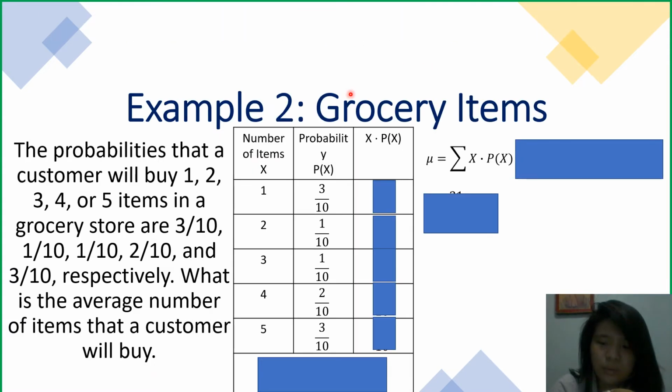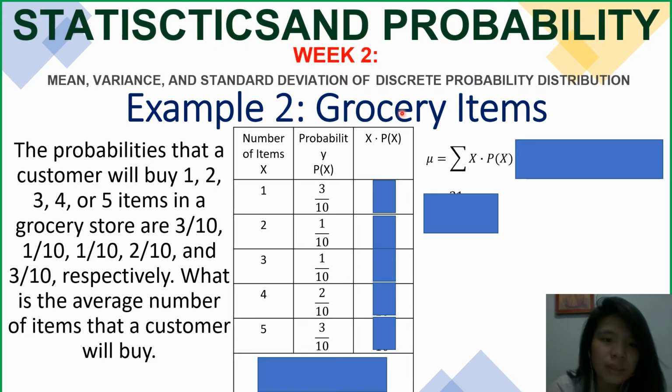So, let us go to example number 2, which is the grocery items. Let's first read the problem. The probabilities that a customer will buy 1, 2, 3, 4, or 5 items in a grocery store are 3 over 10, 1 over 10, 1 over 10, 2 over 10, and 3 over 10 respectively. What is the average number of items that a customer will buy?